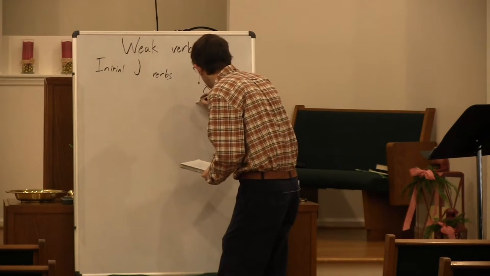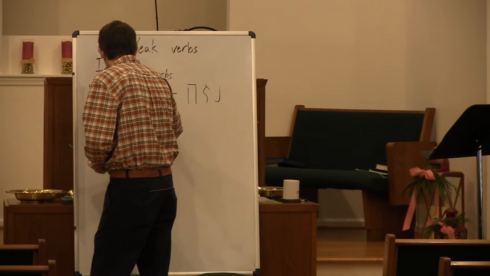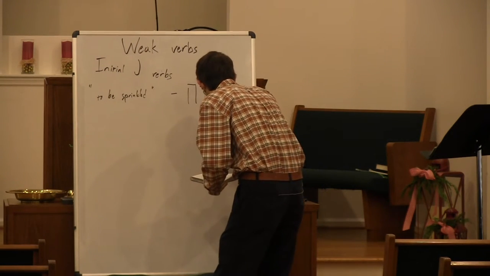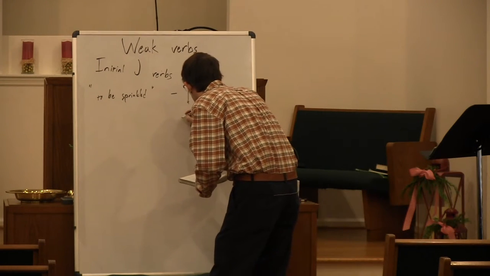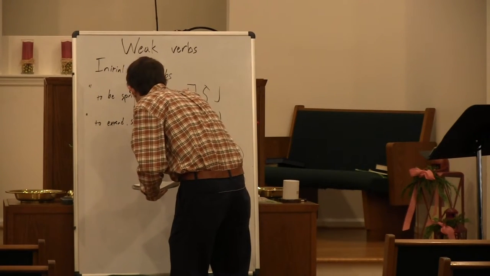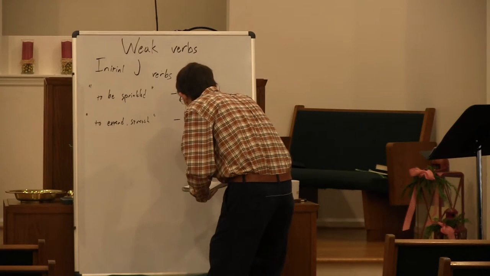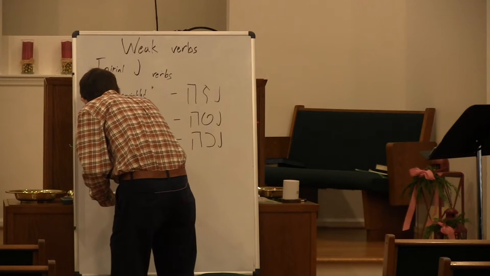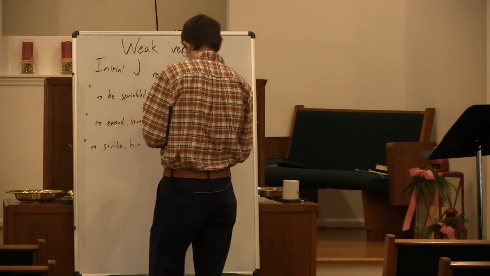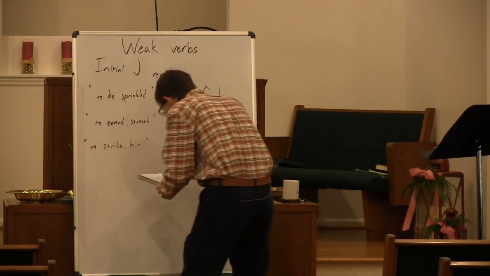These take various consonants, but you have nasa, to be sprinkled. You have nata, which is to extend or stretch. And you have naka, to strike or hit. So you see that if you've got two consonants that can both drop out, that may leave you only one ground form consonant with which to do your detective work and try to find out what verb you're dealing with here. These were certainly tricky for me.